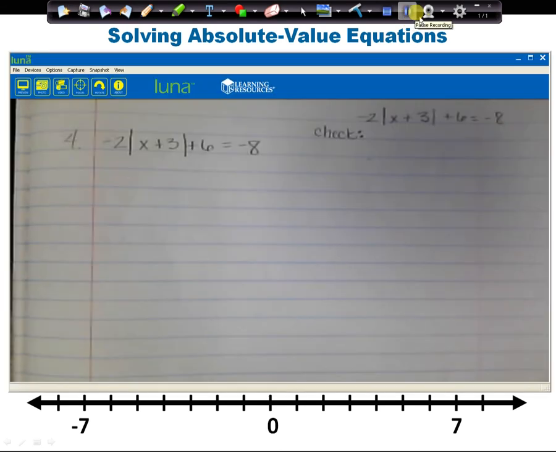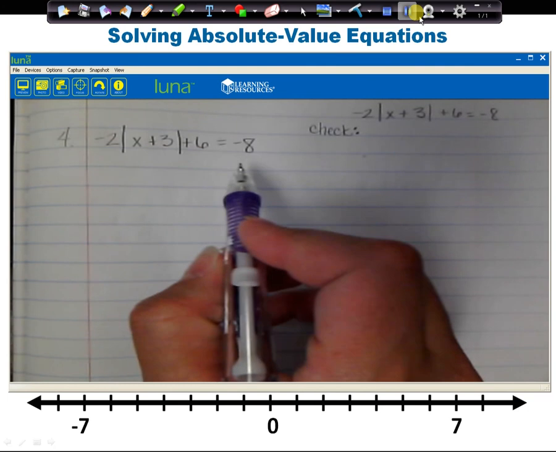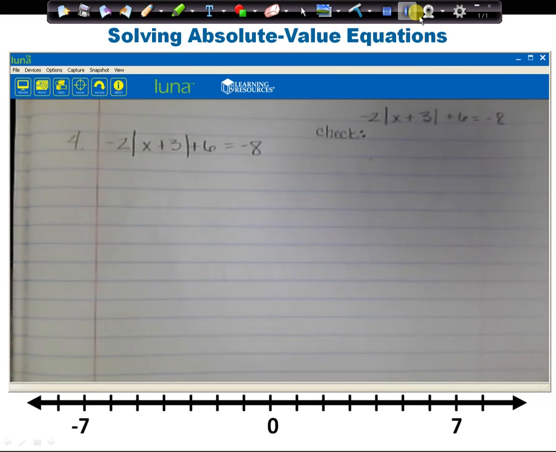All right, we're going to look at the example 4 on paper. This is your equation. You have -2, absolute value of x plus 3, and then you're going to close your absolute value bars, plus 6 equals -8. So go ahead and get that problem copied down before we move forward. Our first goal is going to be to isolate our absolute value bars, and this one looks a whole lot like the one you just saw.